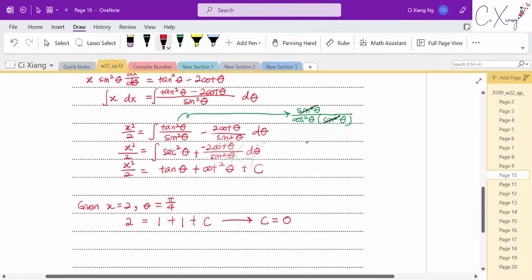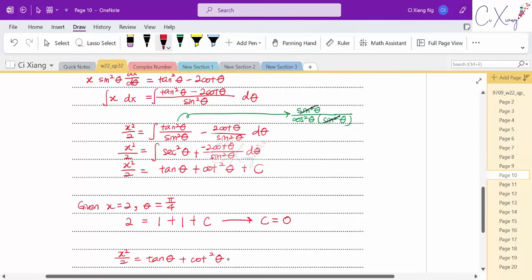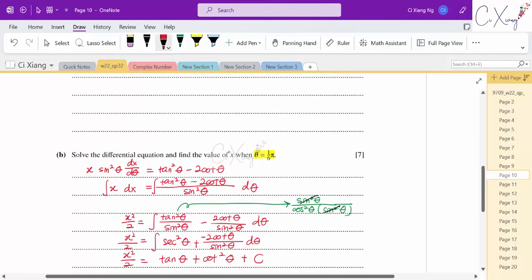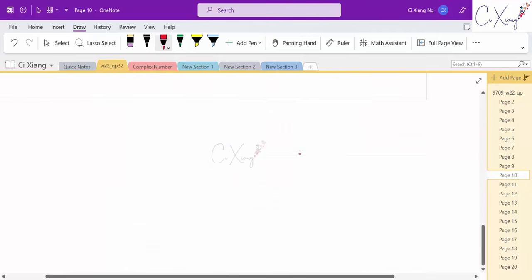Then if I try to rewrite my equation again, I'm having x squared over 2 equals to tangent theta, then plus cotangent square theta. Of course, there's no more plus c here, right? This is my particular solution. And for this question, after we solve the differential equation, they want us to find the value for x when theta is equals to pi over 6. So we should continue from here.